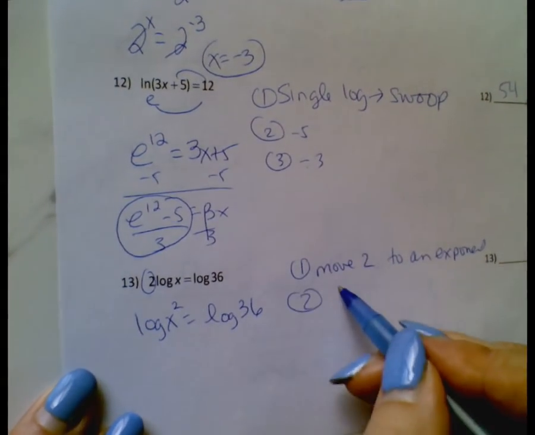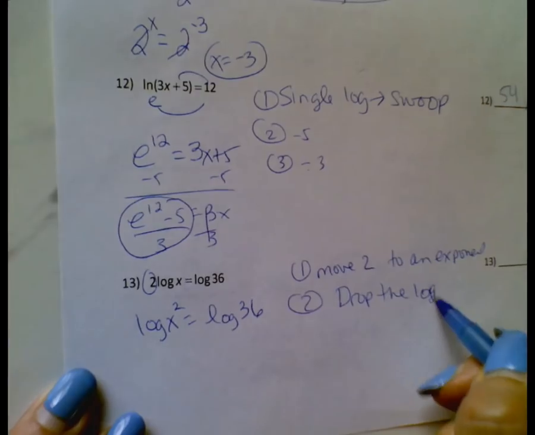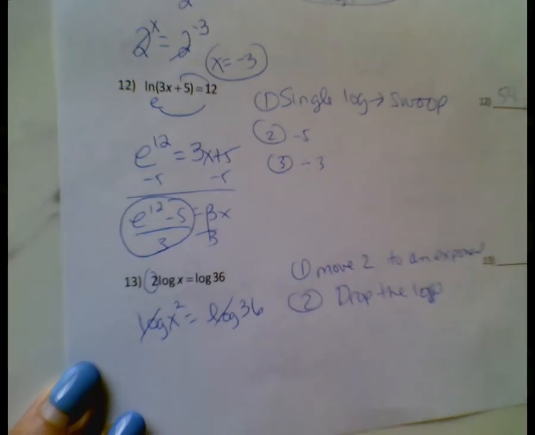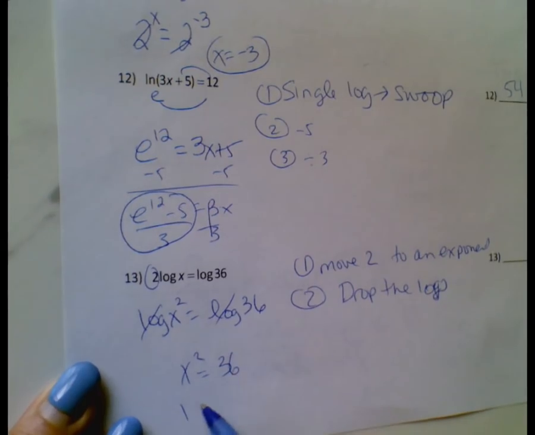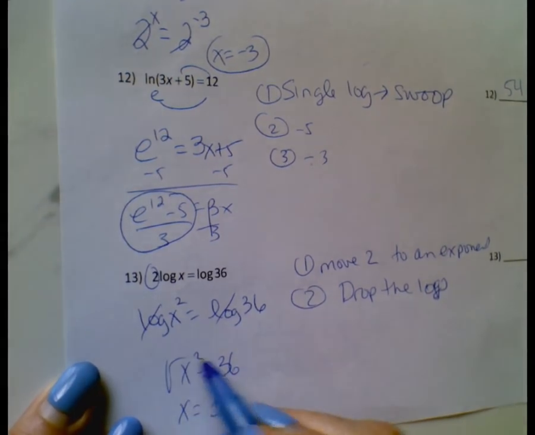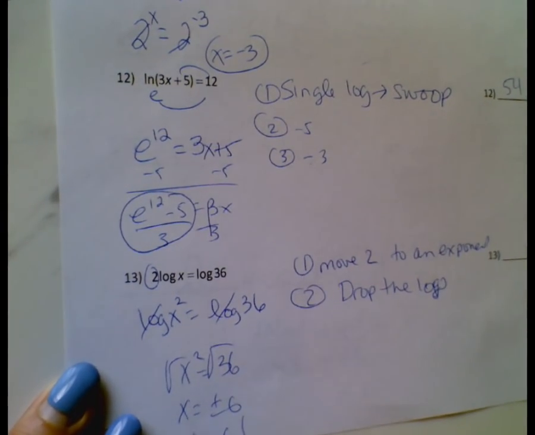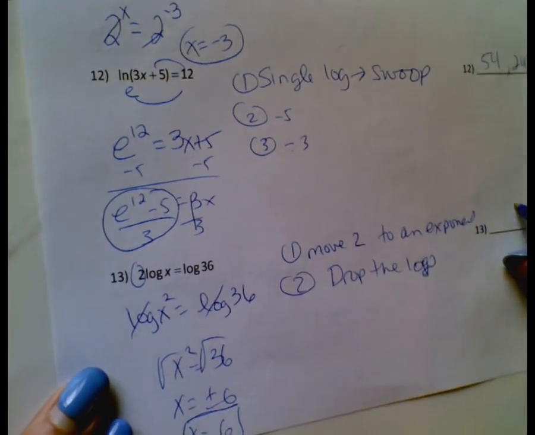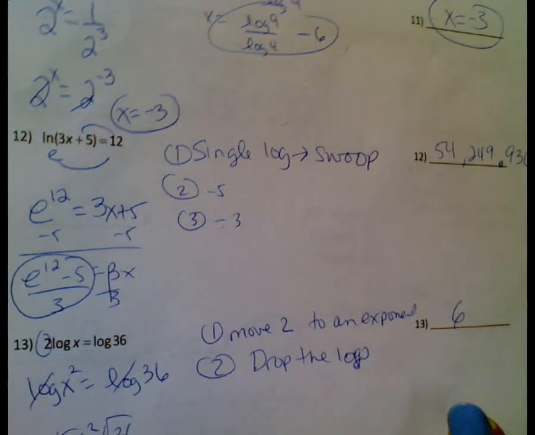Now, when you have a log on both sides, you can drop the logs. Just drop them out. They're gone. So you have x squared equals 36. So x equals plus or minus 6 if you take a square root. But we can't take the log of a negative number, so 6 is going to be our only answer that's good. And that's the second page.